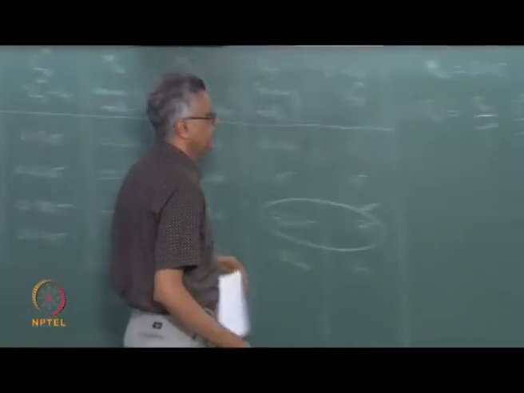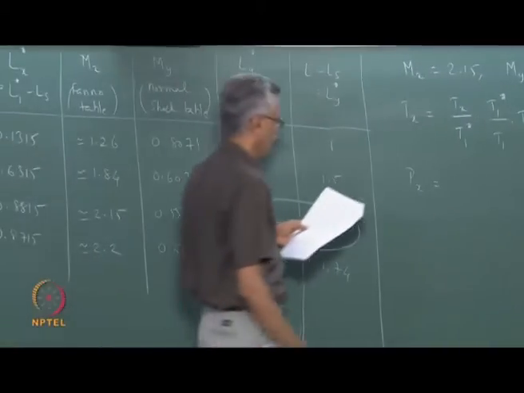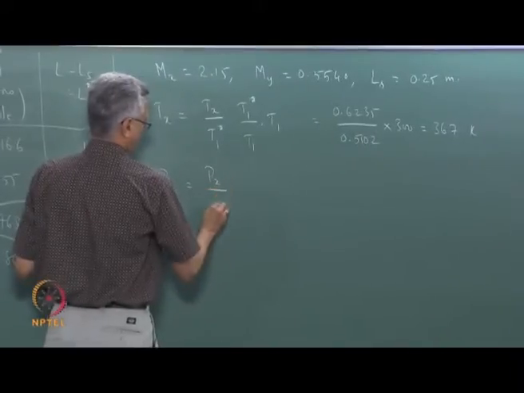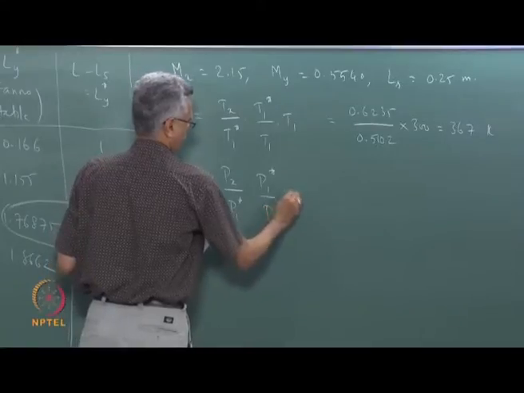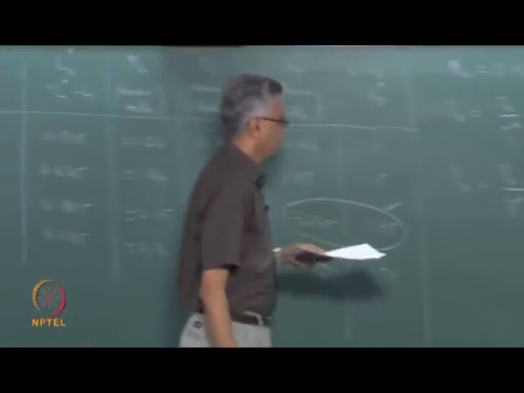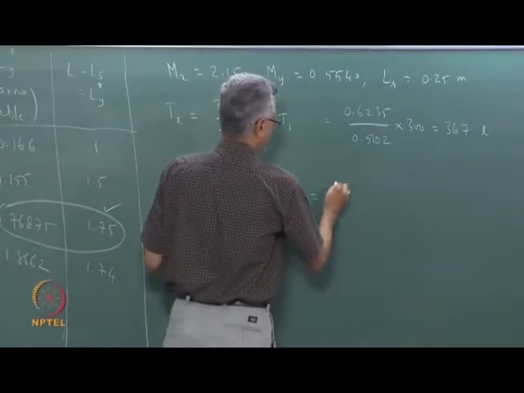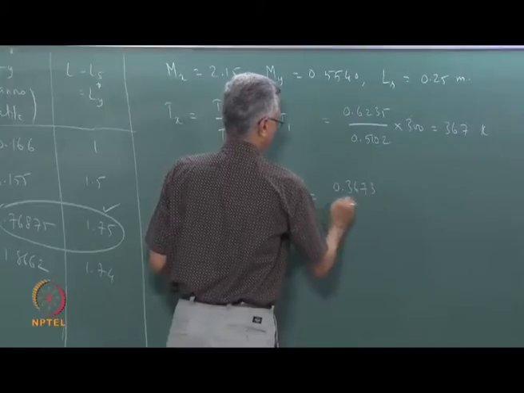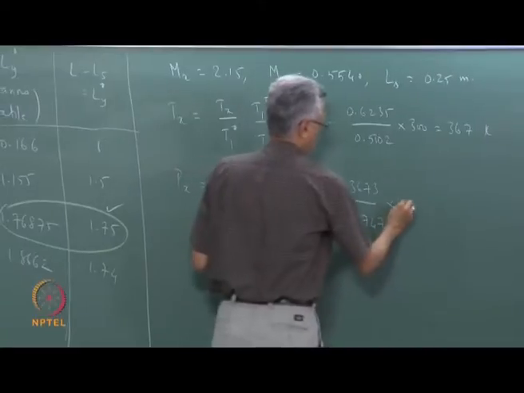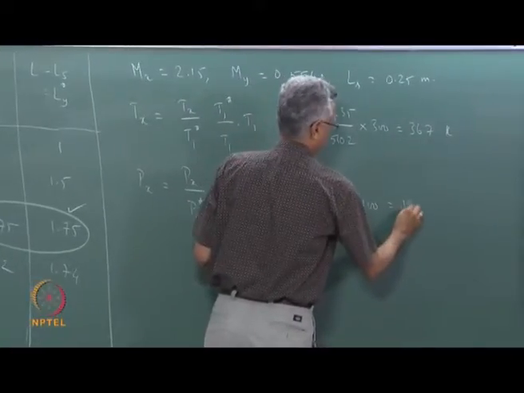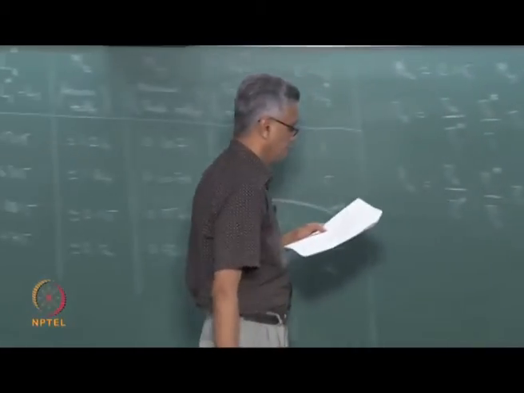I can calculate Px in the same manner. The static pressure just before the shock is, once again if you retrieve these quantities from the Fanno table, 0.3673 divided by 0.2747 times 100, which gives me 133.71 kilopascal.